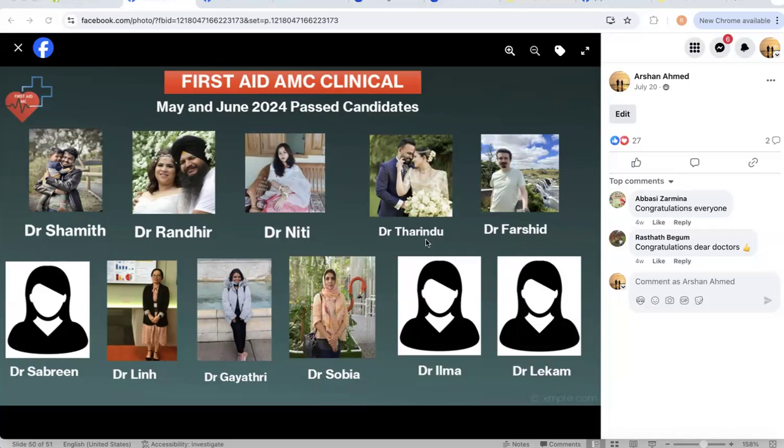Now, it might look like it is not a lot, but trust me, it is a lot for the clinical exam, because for the clinical exam, the passing rate is not very high like MCQ. But we have got the highest number of passing candidates out of any course that is run in Australia. Okay, so the reason is that the guidelines that we have been following and you are also following are updated guidelines.